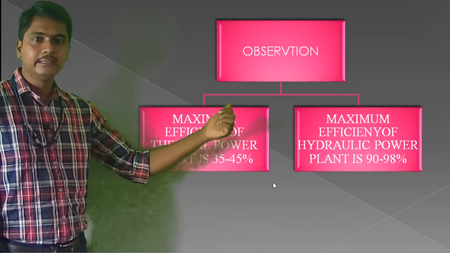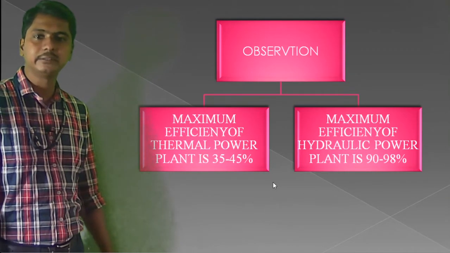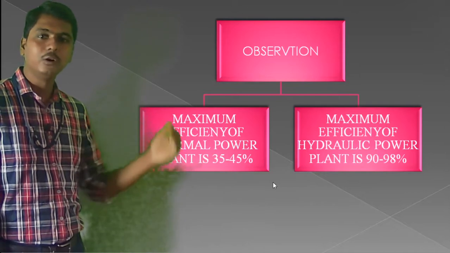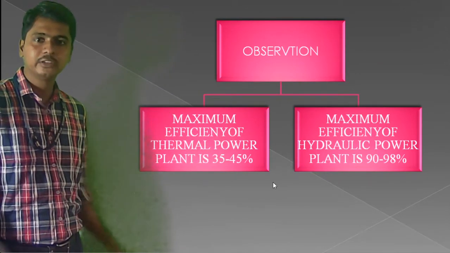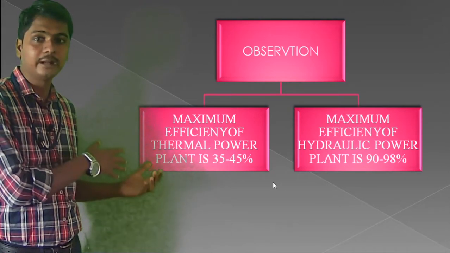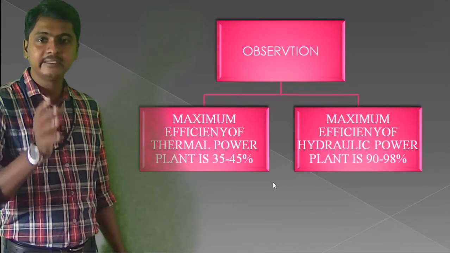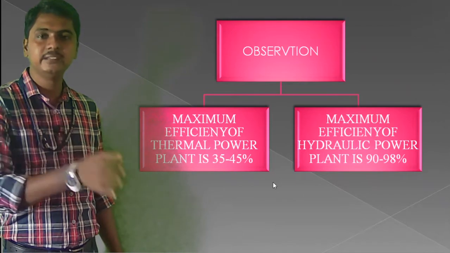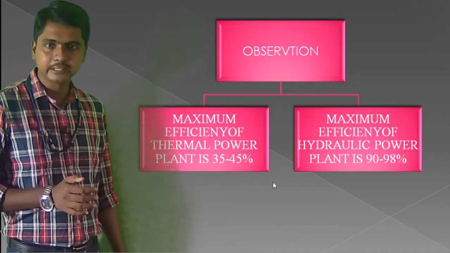But oppositely, in the case of a hydraulic power plant, you can see the minimum efficiency is 90%. Its efficiency will always, on average, be more than 90%. So you can see there is a striking difference between thermal power plant and hydraulic power plant. Now, why does this difference in efficiency come into the picture? That thing also we are going to discuss now.